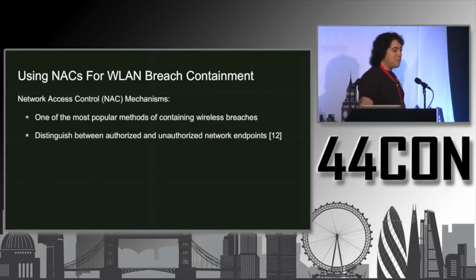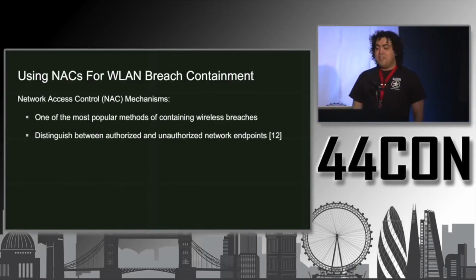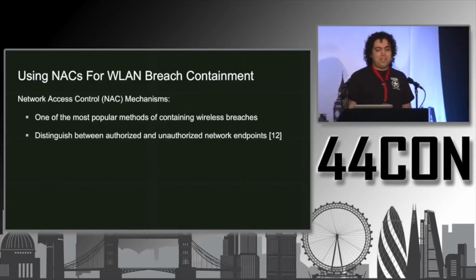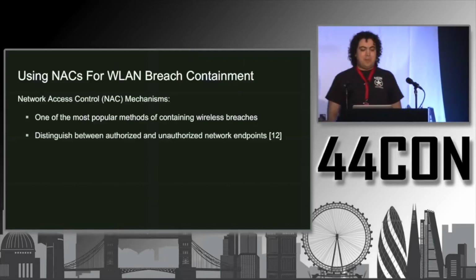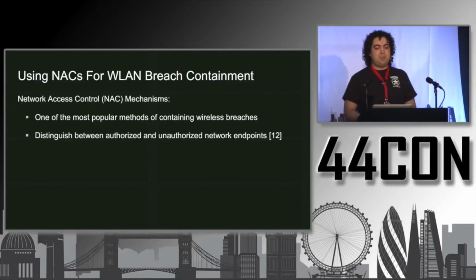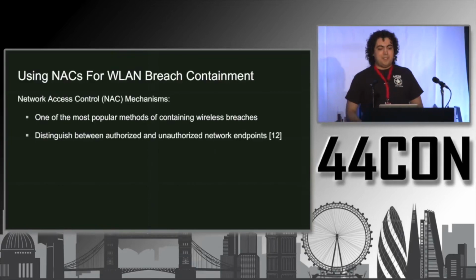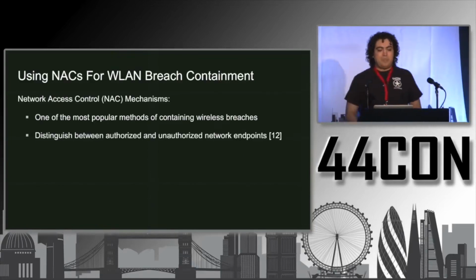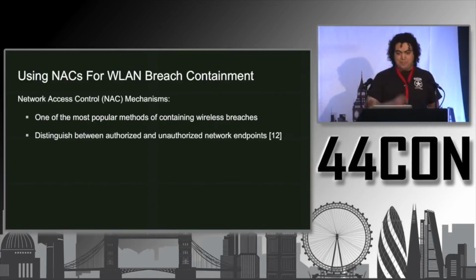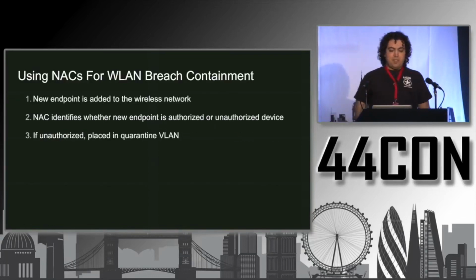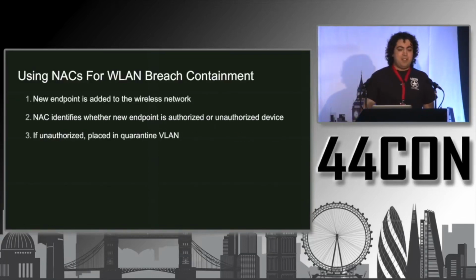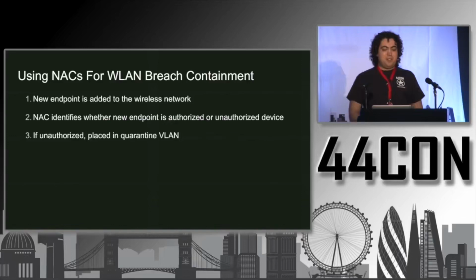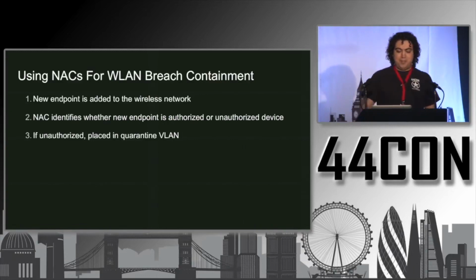Right, so the most popular approach to breach containment is the use of a network access control appliance. The way this works is that you have this hardware appliance that, as soon as a device is added to the network, distinguishes between unauthorized and authorized endpoints. So when a new endpoint is added to the network, the NAC is going to do something to it to figure out if it's allowed there or not. And if it's not allowed there, it's going to be placed in a quarantine VLAN, or it's going to block the port or do something of that nature.